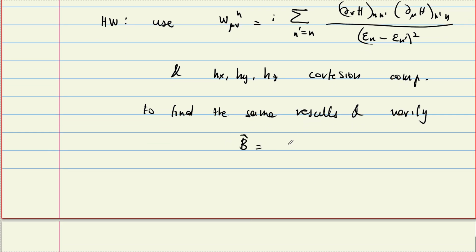B is equal to 1/2 h over h cubed, the monopole. So if you follow this calculation, you can find each Hx, Hy, and Hz component, and it can tell you the value of this formula.